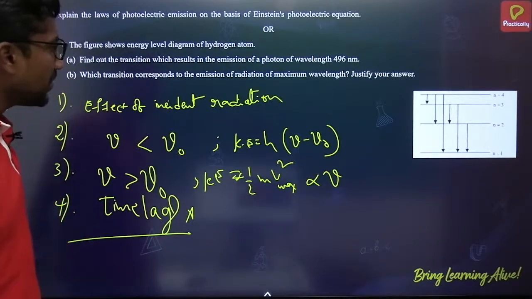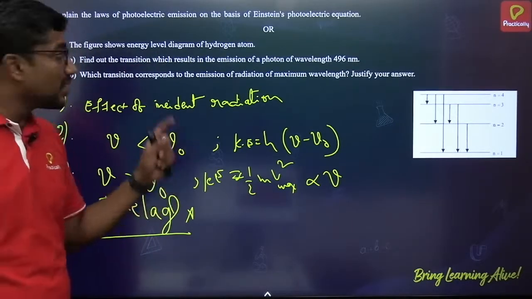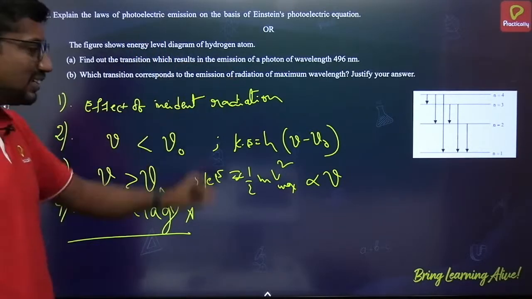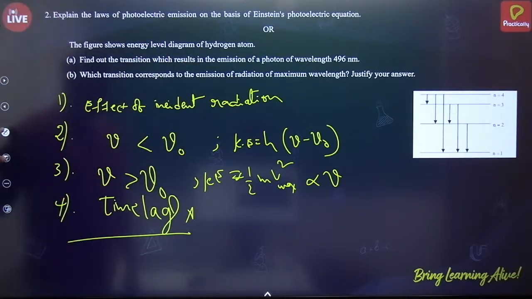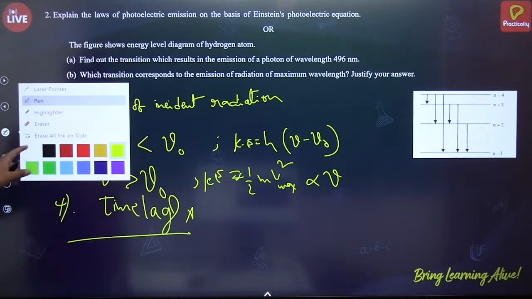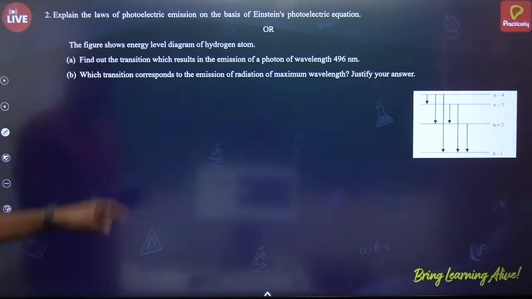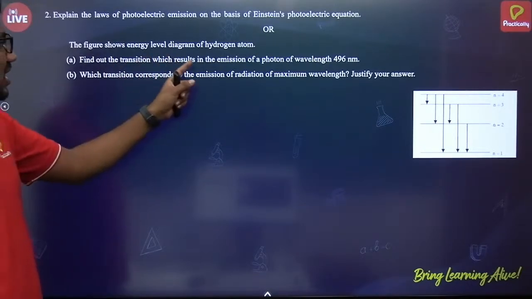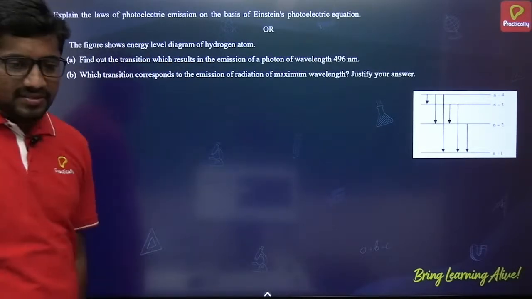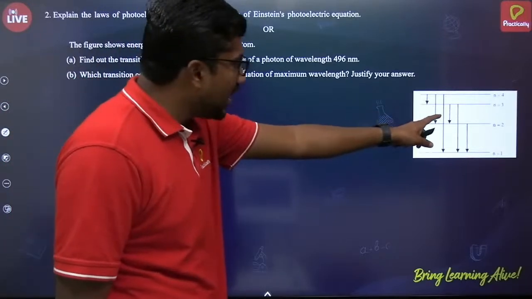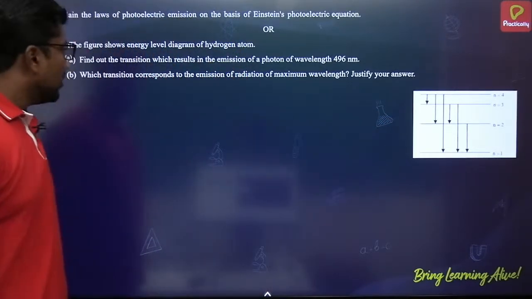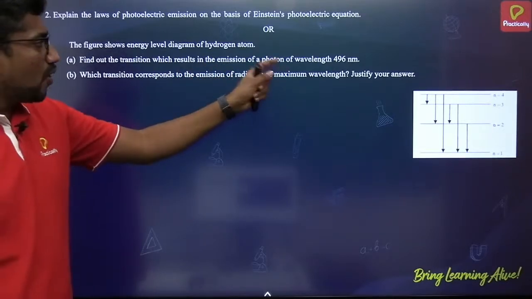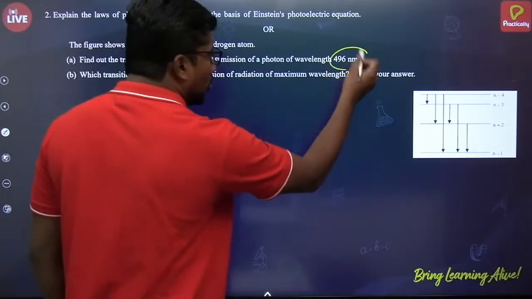If you see here, the choice question is based on atoms, and this we have seen here. And now let's see this next question. Okay, I am erasing that. Yeah, so the internal choice question: the figure shows the energy level diagram of a hydrogen atom. Find out the transition which results in the emission of a photon of wavelength 496 nanometer.